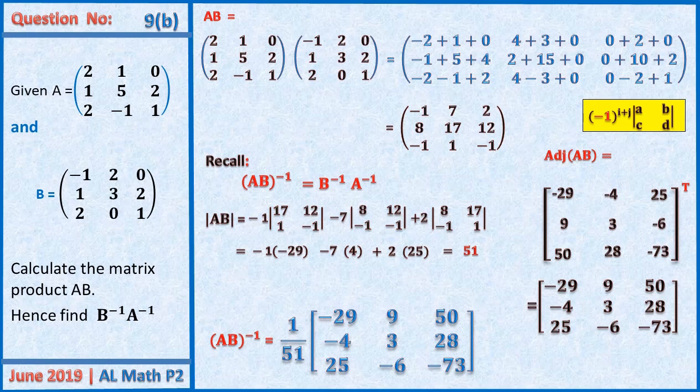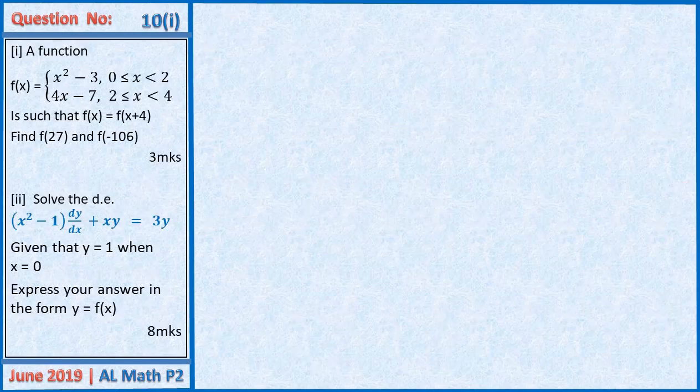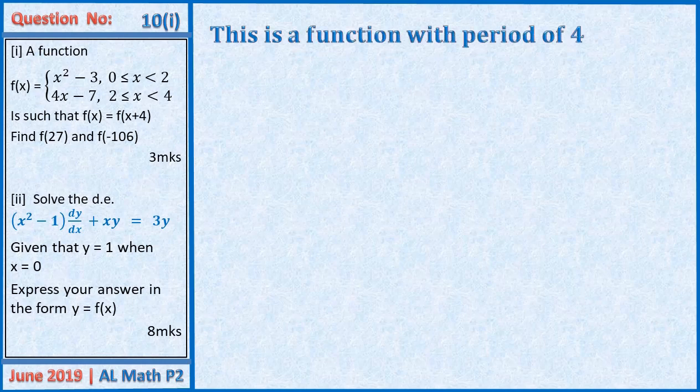And now, question 10. The function f of x is defined by that, such that f of x equals f of x plus 4. Find f of 27 and f of minus 106. So actually this function has a period of 4 from the question. And for periodic functions, we have specific ways to look for particular values because the function is repetitive over the given interval of the period.